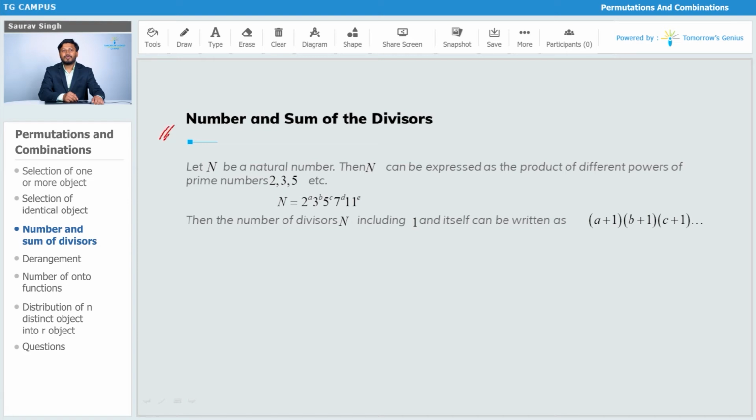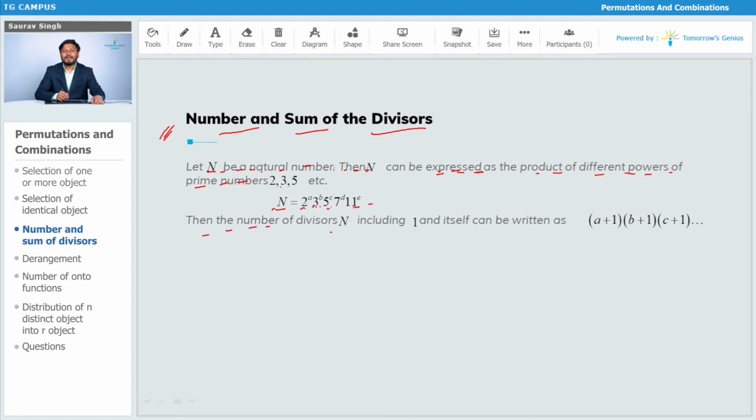The next concept we are going to learn is the number and sum of divisors. Suppose we have any natural number. As we know, it can be written in the form of a product of prime numbers and their powers. So let n be a natural number, then n can be expressed as a product of powers of prime numbers such as 2, 3, 5, 7, 11 and so on. So n equals 2 raised to the power a, where a is the power of 2, or the number of factors of 2 present in n, 3 raised to the power b, similarly 5 raised to the power c and so on.